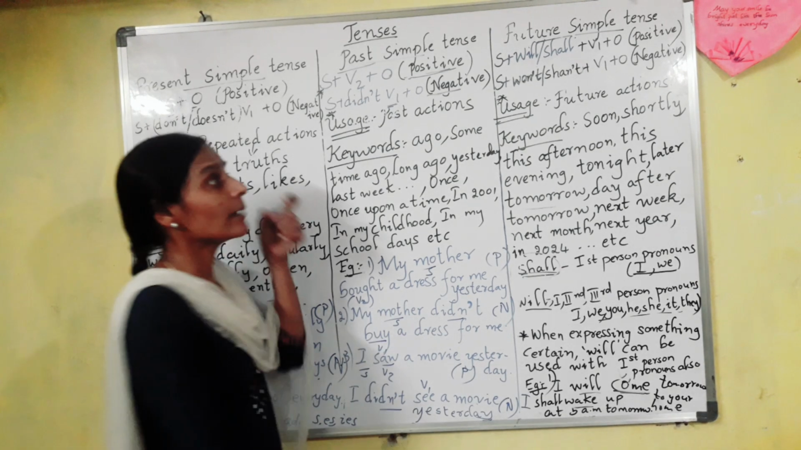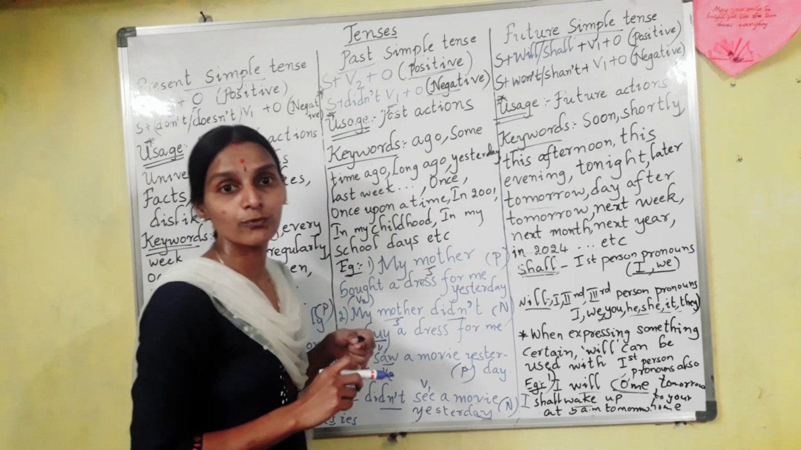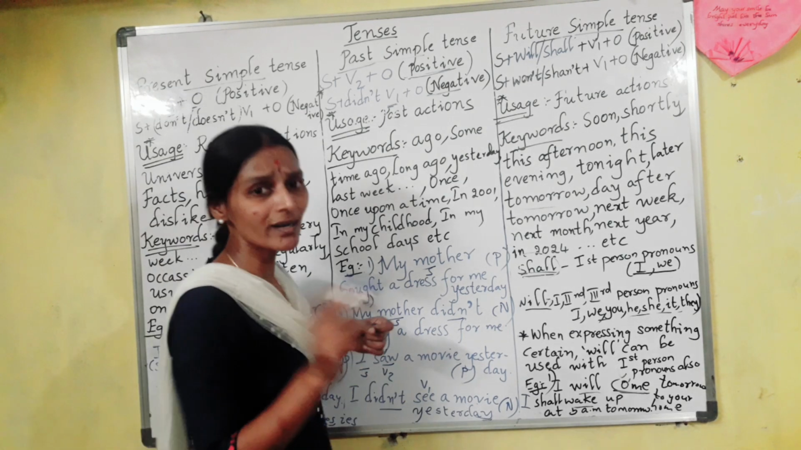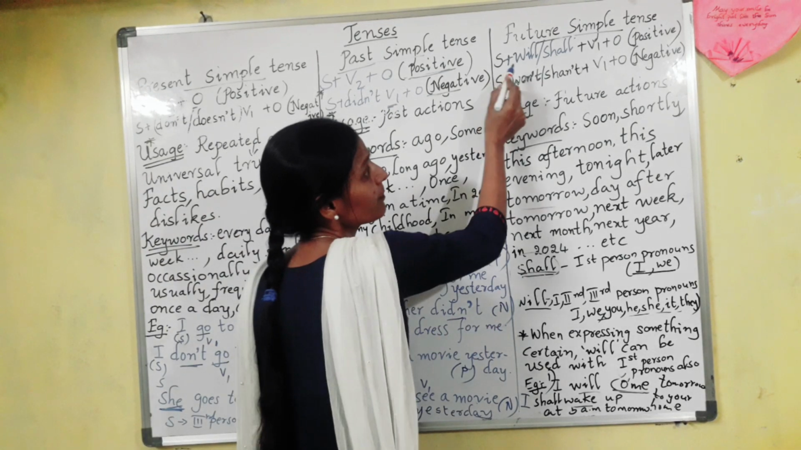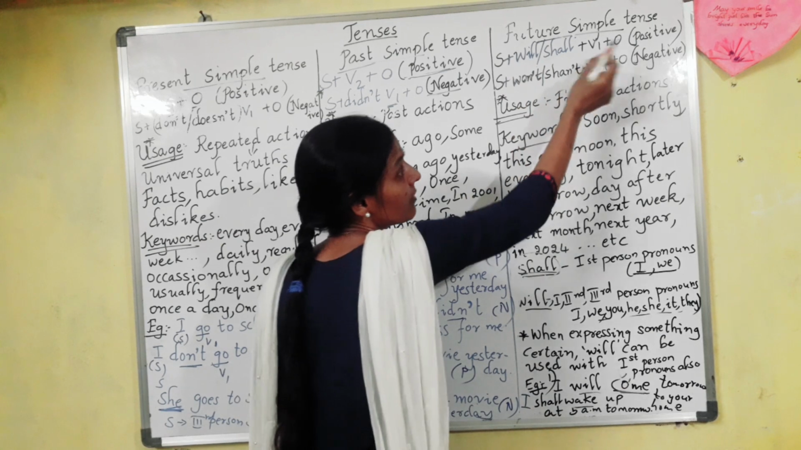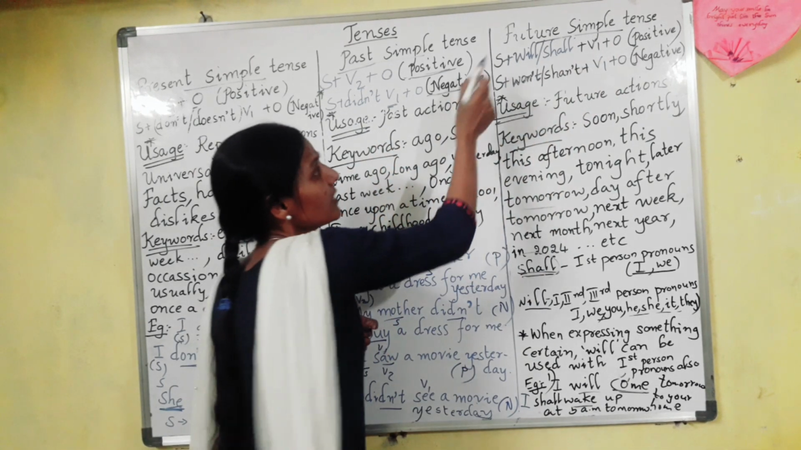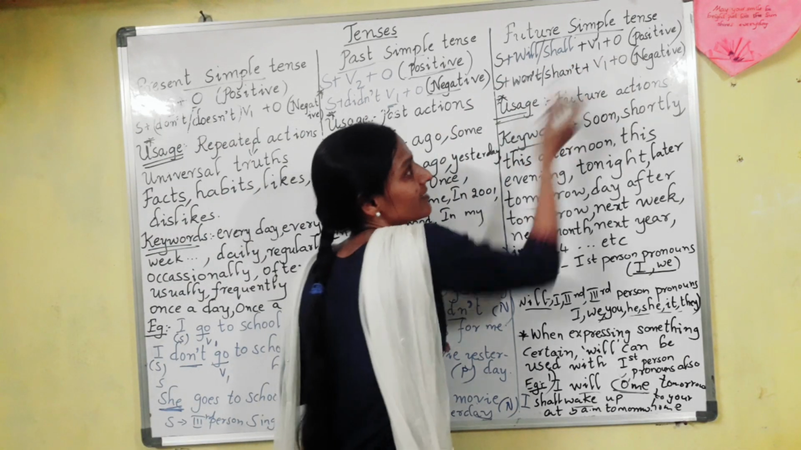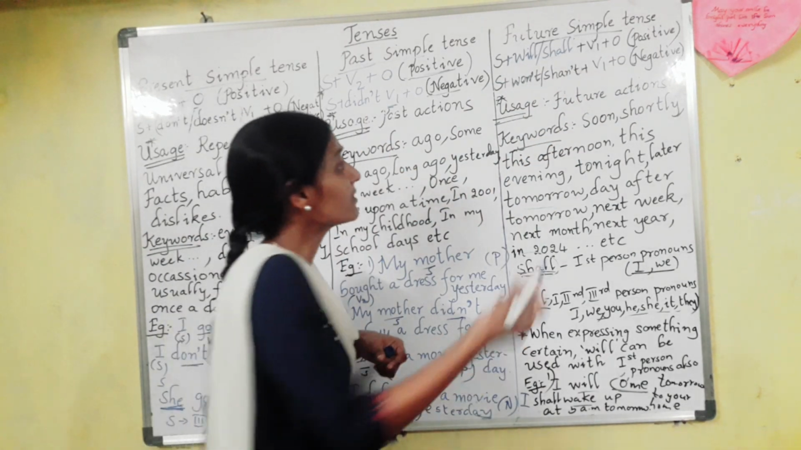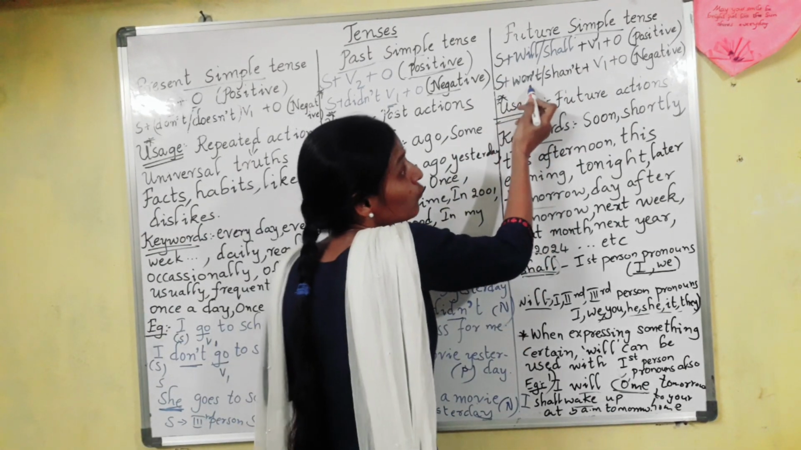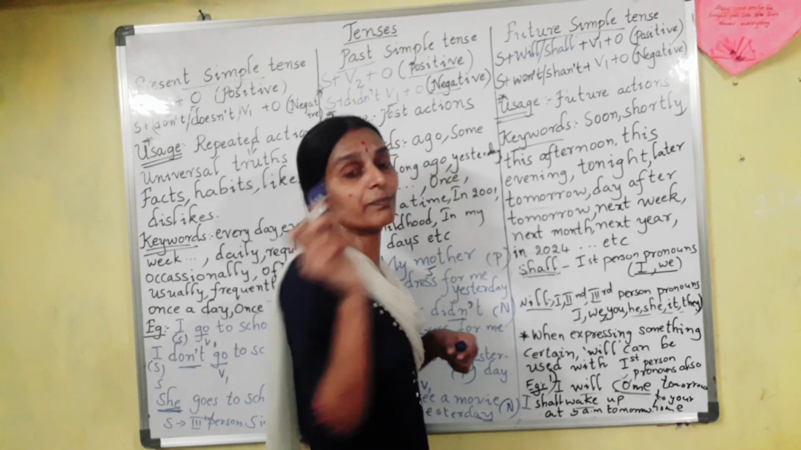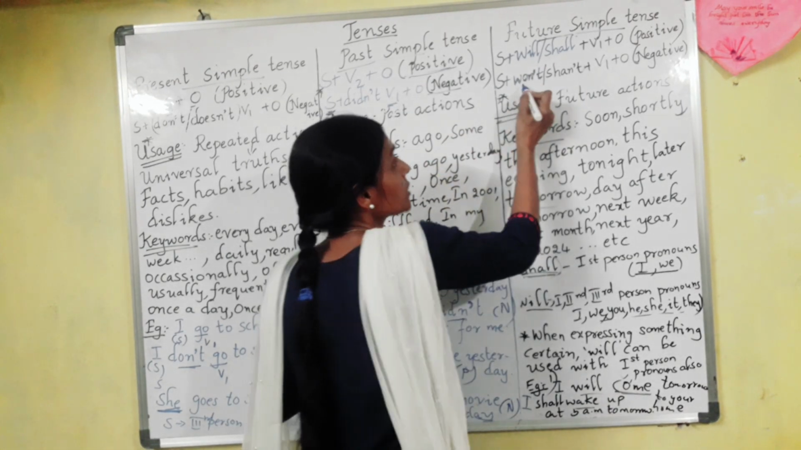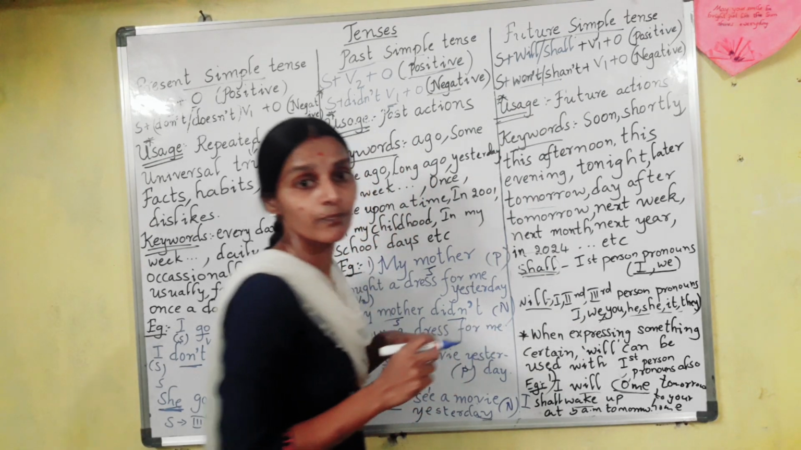Now about future simple tense. What is the structure? Subject plus will or shall plus V1 plus object, for a positive sentence. For a negative sentence, subject plus won't or shan't plus V1 plus object.